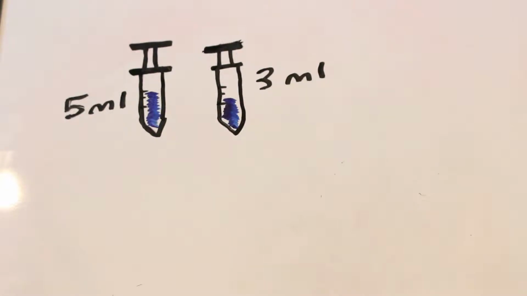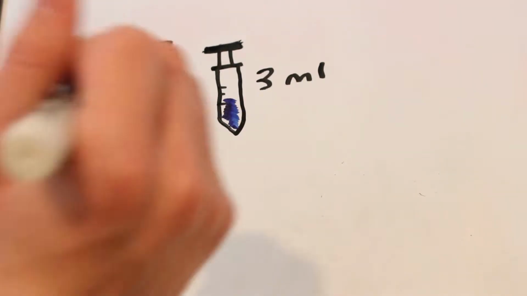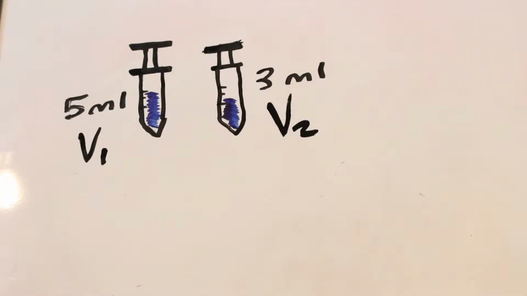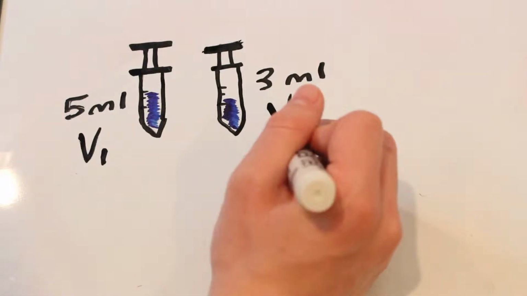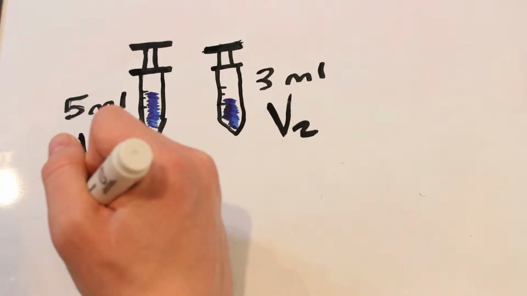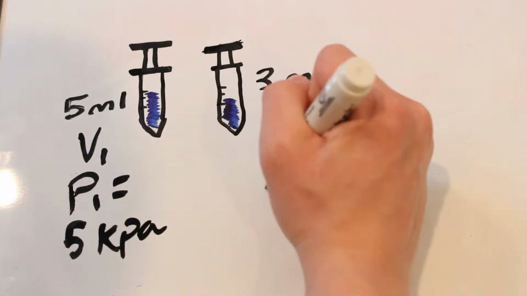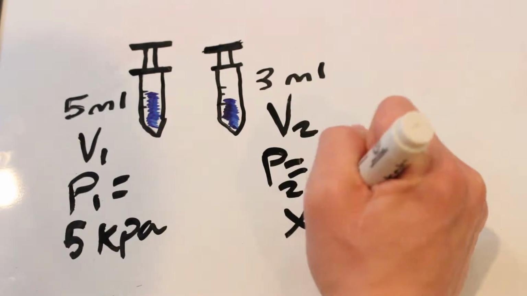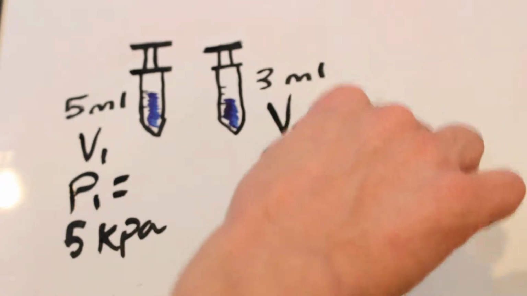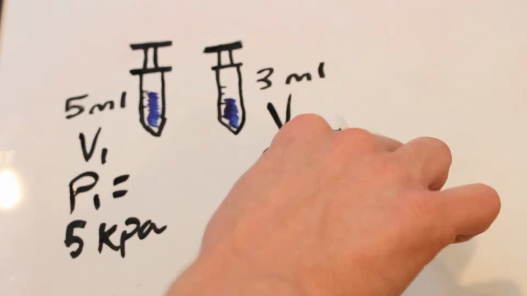What do you think? Now, if we have 5 milliliters for the first volume, which would be expressed as V1, and we have 3 milliliters for V2, meaning volume 1 and volume 2, then the pressure for volume 1, let's just say it's pressure 1 equals 5 kPa, just to be easy. And then let's say pressure 2, we don't know, it's X. But we do know the volume of both of these. So next what we can do is set up an equation to find X, which happens to be the pressure of the second syringe, or volume 2.